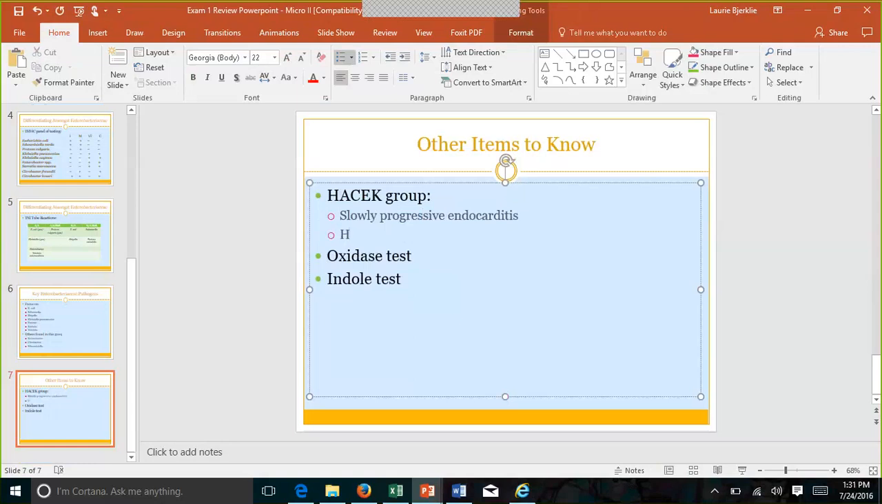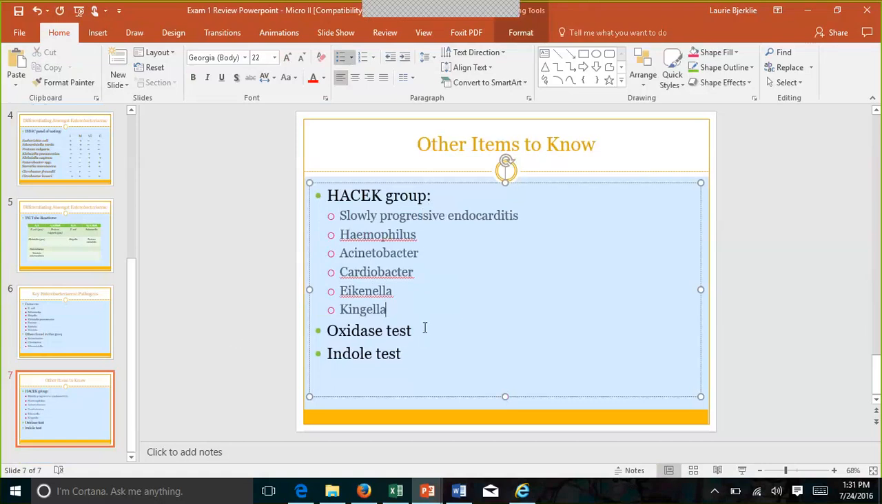So each letter stands for a bacteria. So we have Haemophilus, Aggregatibacter, Acinetobacter. I'm not going to need you to know the second part. It just gets to be too much. Cardiobacterium, Eikenella, and Kingella. So no need to memorize the names beyond that. It's just those five together, all because they cause slowly progressive endocarditis.